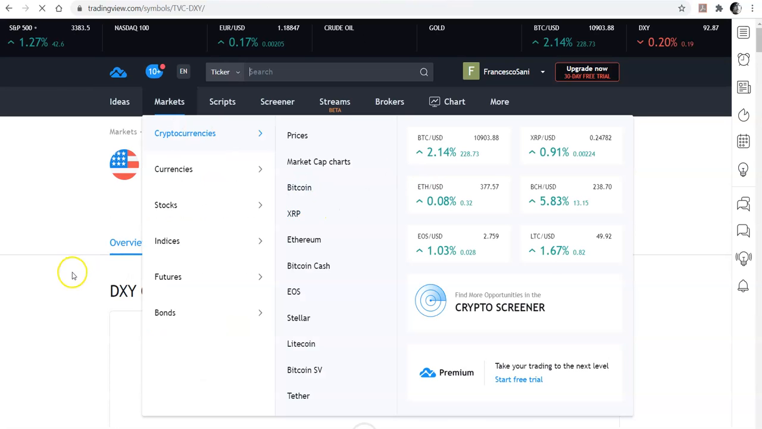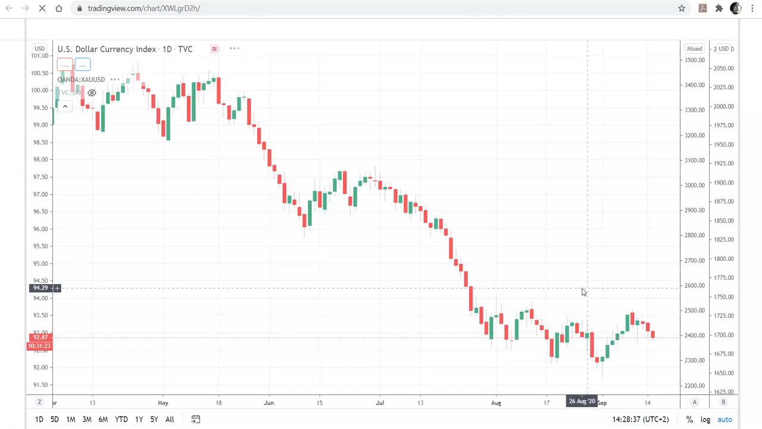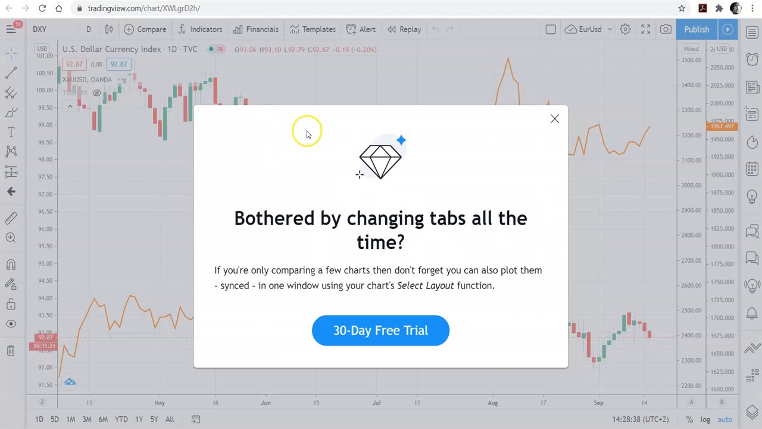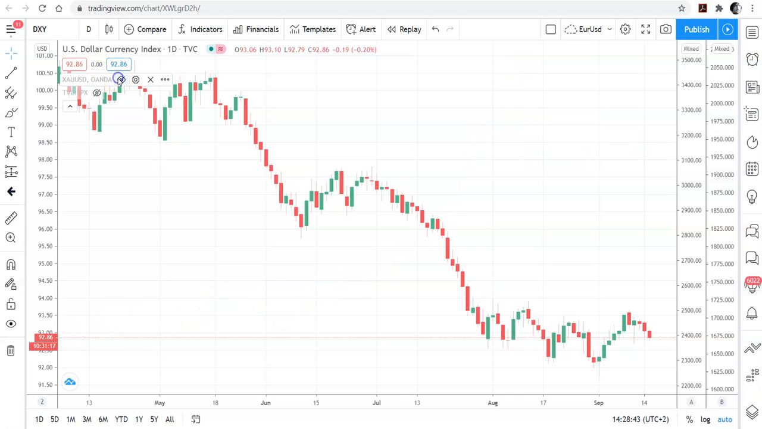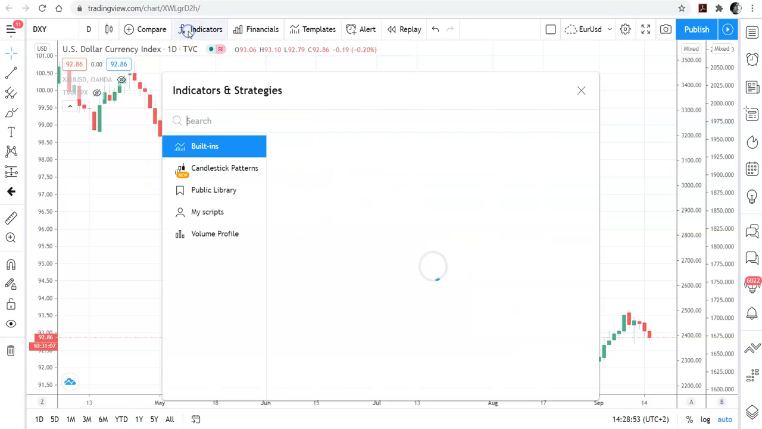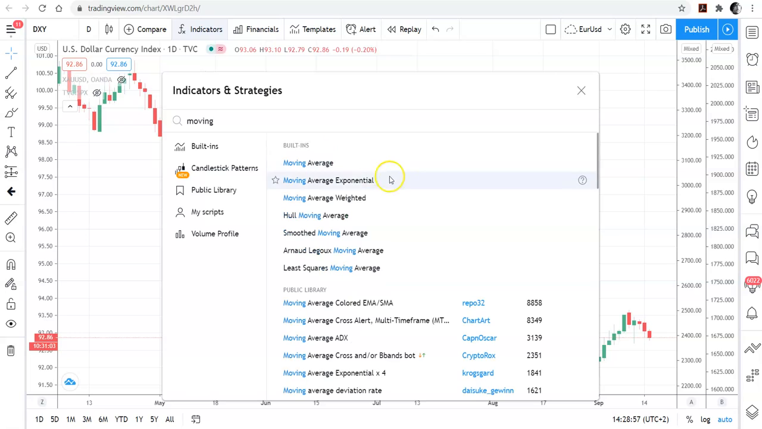That's the dollar index. I'm going to take that and do the full feature chart and really take advantage of the charting from TradingView. Now, of course, it's the same chart that I was showing you a second ago, but this is actually the dollar. Now, you could say, well, the dollar is severely downtrending, so we don't really need to worry about it. If you put indicators on that, we've got a simple moving average.